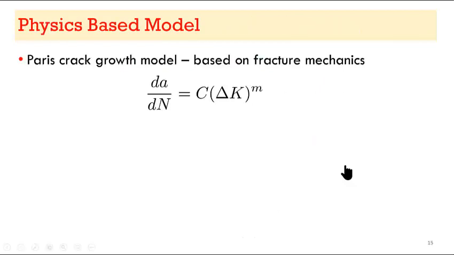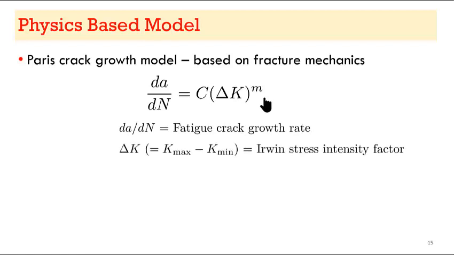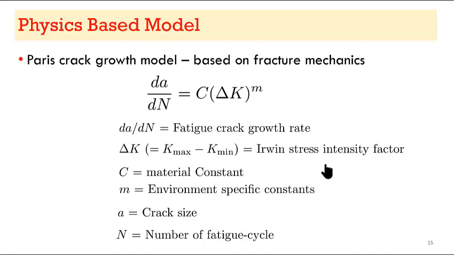The next kind of degradation model is based upon the physics of the process. One model that is widely used in the literature is the Paris crack growth model, and this is based on fracture mechanics. This model can be described like this: dA/dN = C (ΔK)^m. Basically, in this model, dA/dN is the fatigue crack growth rate, and ΔK is K_max minus K_min, that is the stress intensity factor range, and we also have different constants.